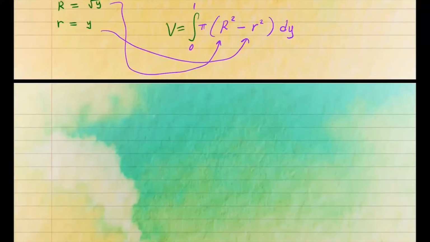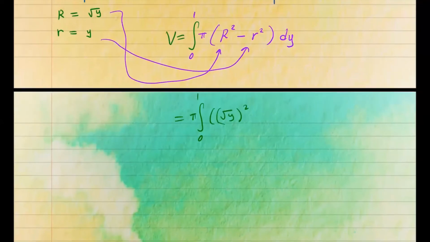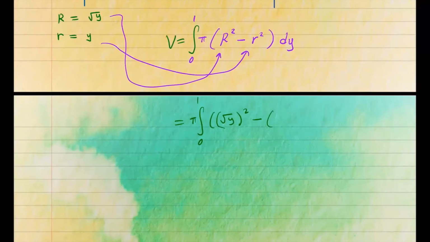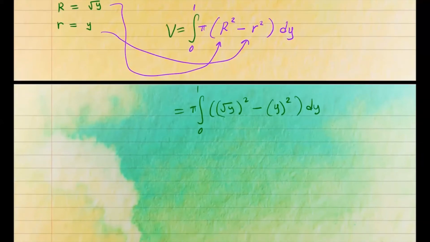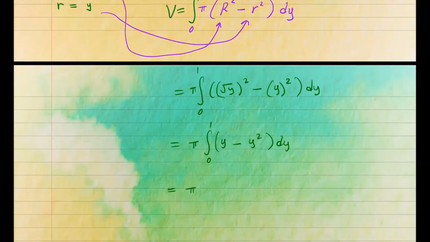So our volume now becomes the integral from 0 to 1 of pi times the square root of y squared, that's big R, the outer radius, minus little r, the inner radius, y squared, dy. And now the integration is pretty straightforward at this point. So let's go ahead and do that quickly. We're integrating from 0 to 1 pi times the square root of y squared, that's just y, minus y squared dy. Then we integrate using the power rule of integration.